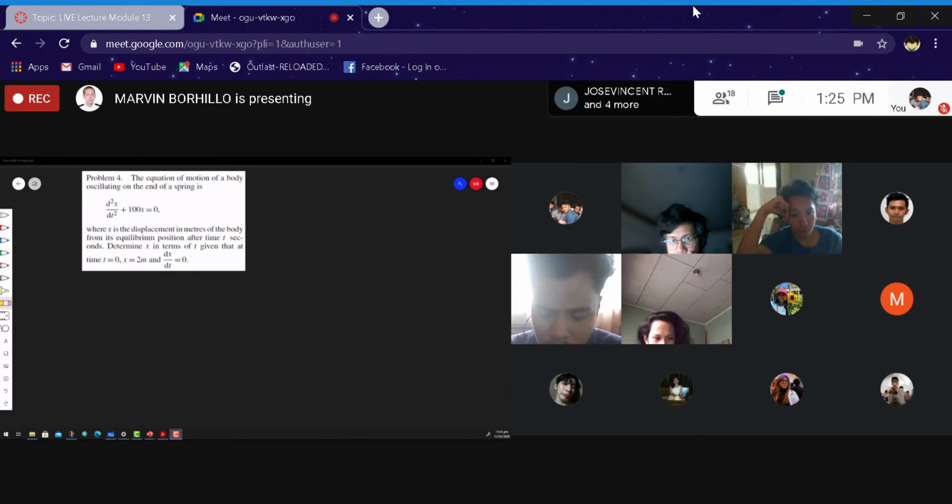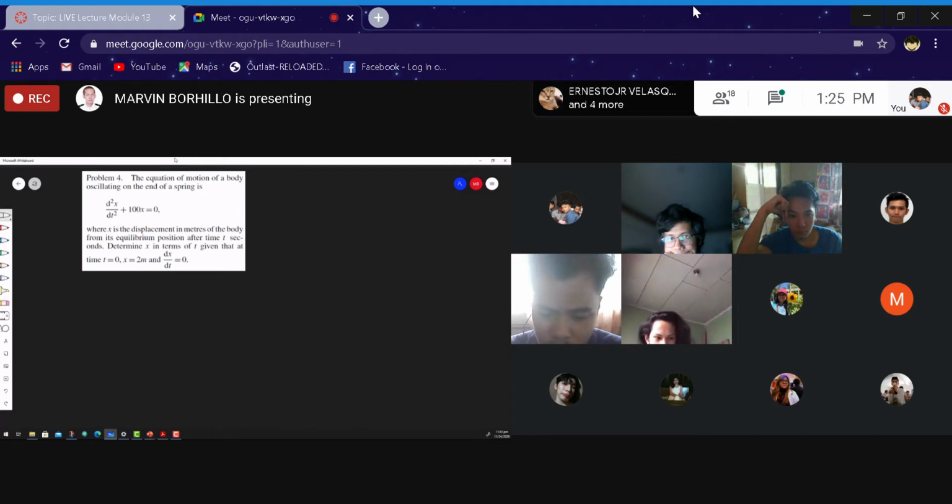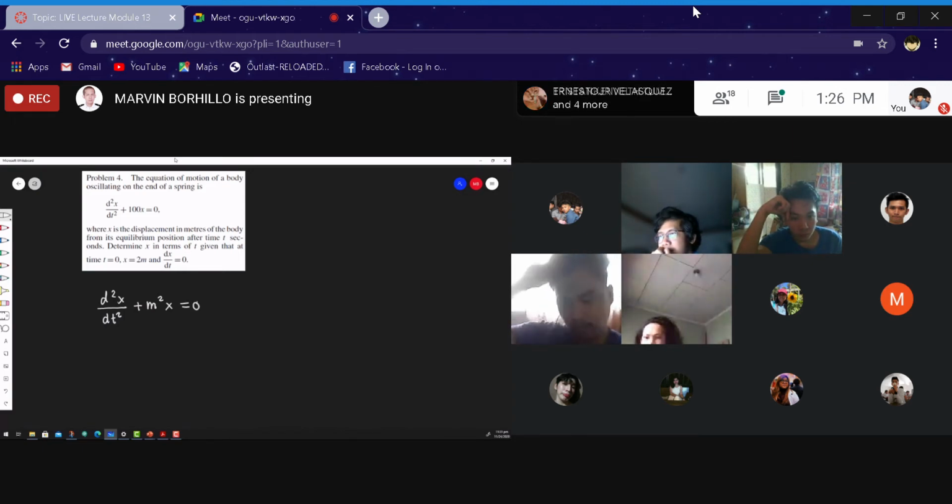A simple harmonic motion usually has a form like this. Let me write it. For example, this is its usual form: d squared x over dt squared, or the second derivative of x with respect to t, plus m squared x is equal to 0. Usually the m is a constant, usually given.